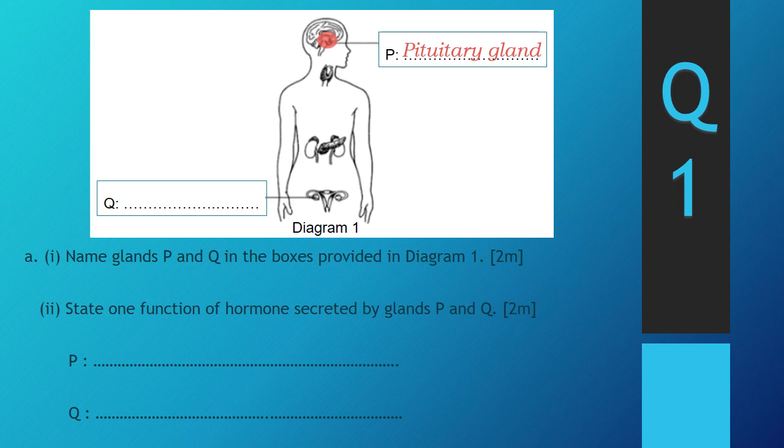As the question already stated that this is the endocrine system for a woman, Q is the reproductive system of a woman. A woman has a pair of ovaries.